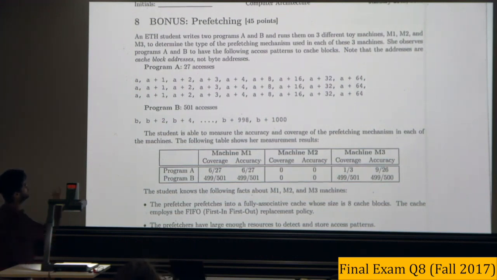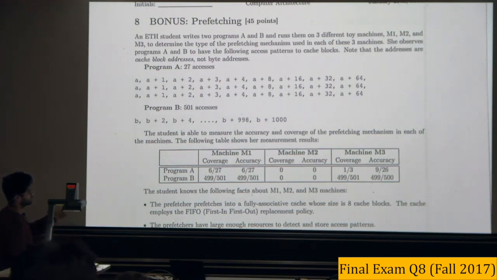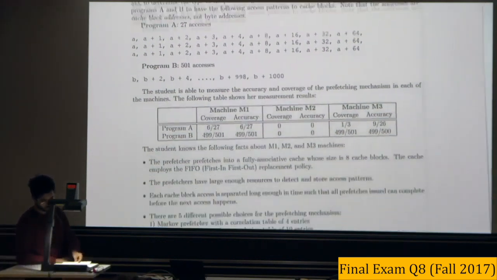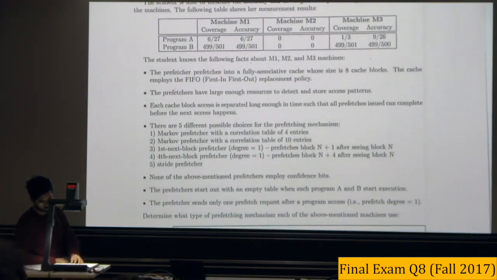So yeah, program A actually has 27 accesses, whereas program B has 501 accesses, and the access pattern goes like this. And then the student is also able to measure the accuracy and the coverage of the prefetching mechanism in each of the machines, and the coverage and the accuracy for each of the machines for each of these programs looks like this. So now there is some more information that we have.